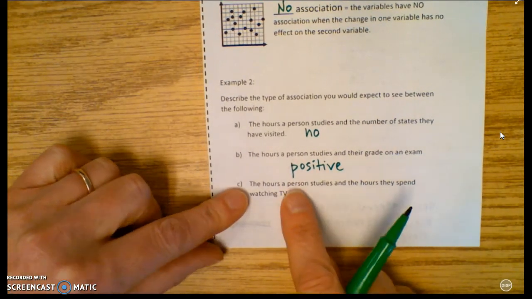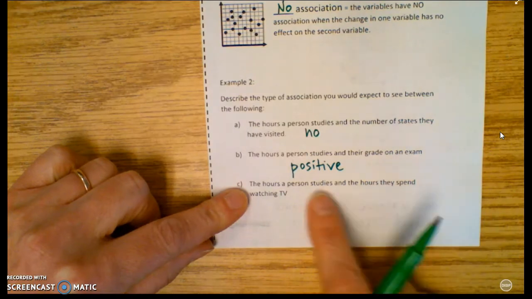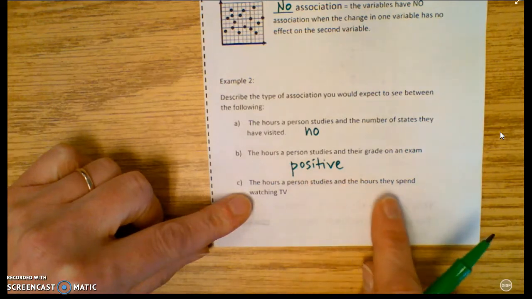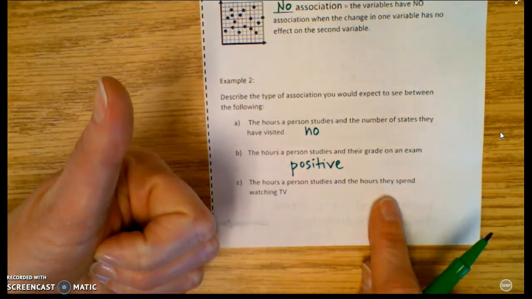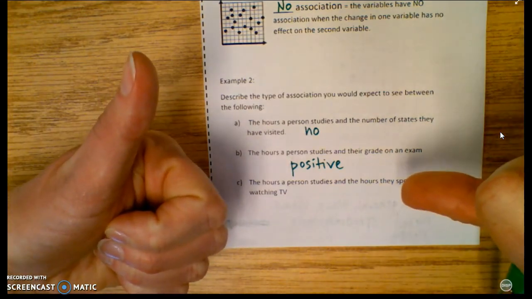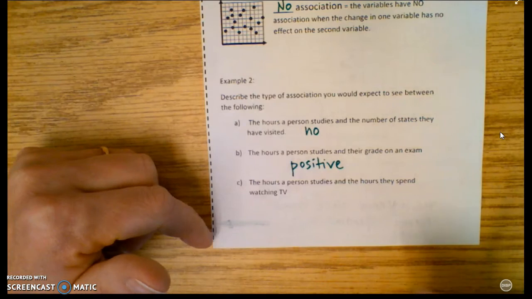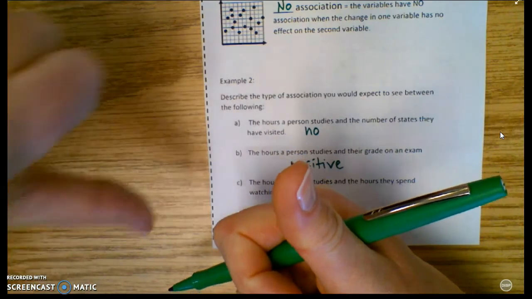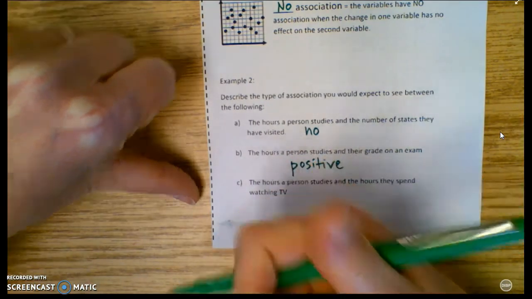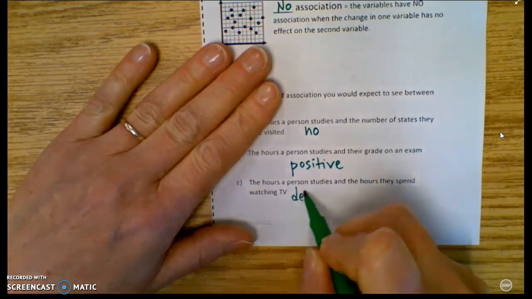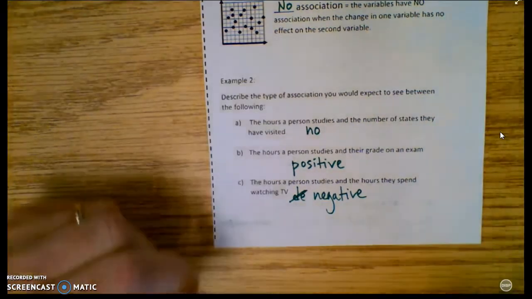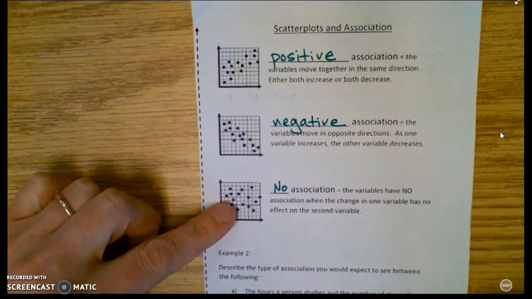Now, down here, the hours a person studies compared to the hours they spend watching TV. If you're studying a ton, that means you really don't have a lot of time for TV. So that's one variable increasing while the other variable decreases. If you look at it the other way, if you don't spend hardly any time studying because you're watching all your favorite TV shows, that's one thing decreasing while the other thing increases, and that is your definition of a negative association. Okay, so sometimes if you think carefully about the variables, you're going to know what kind of association you have without actually seeing the points plotted.